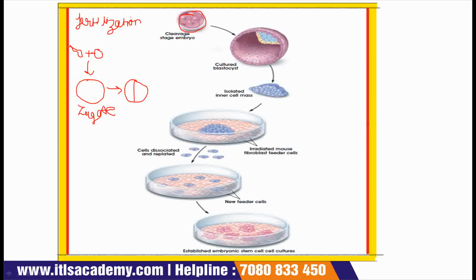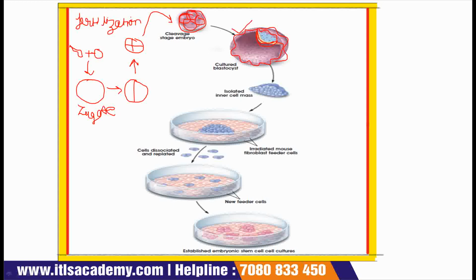After cleavage, it forms two cells, and after two cells, it forms four cells, and this is known as the early stage embryo or cleavage stage embryo. You can see here the four cells present in this particular stage embryo. This embryo further develops into a blastocyst. The outer layer of this blastocyst is known as trophoectoderm, while the inner mass of cells is known as the inner cell mass.